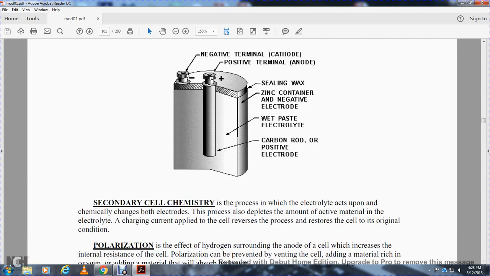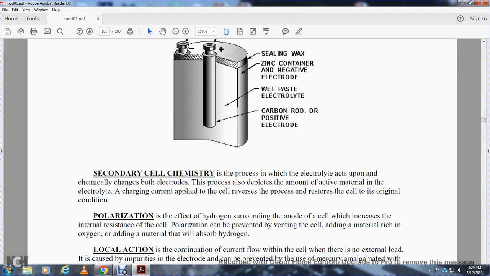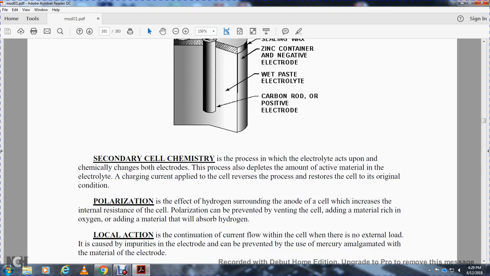Secondary cell chemistry: the positive electrode acts upon the electrolyte, with chemical change at both electrodes. The process depletes the amount of active material in the electrolyte. A charger applied to the cell reverses the process to restore the original condition. Polarization is the effect of hydrogen surrounding the anode of the cell, which increases the internal resistance of the cell. Polarization can be prevented by venting the cell, avoiding material rich in oxygen, and adding material that absorbs hydrogen.